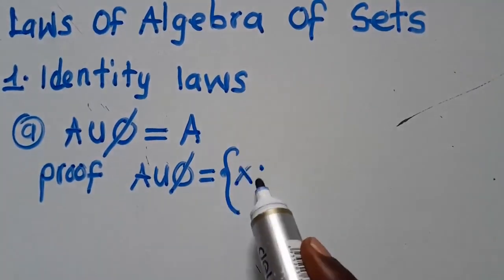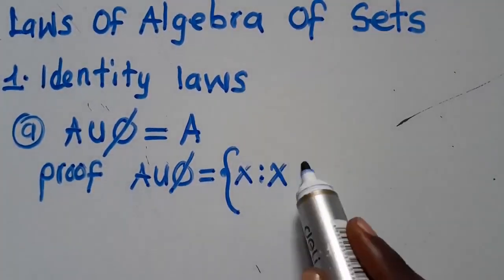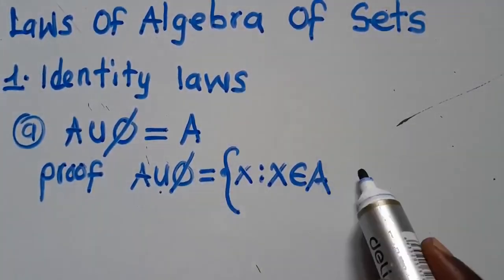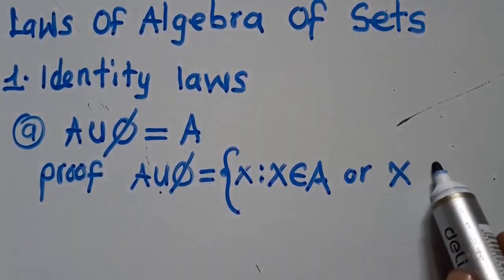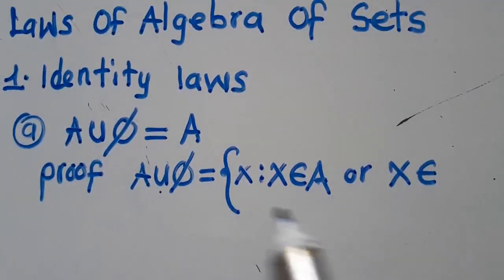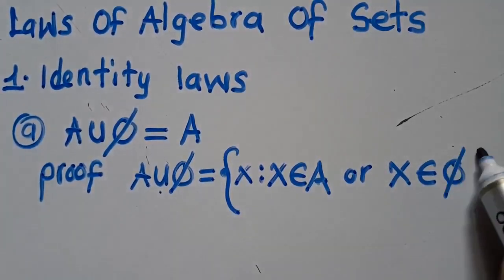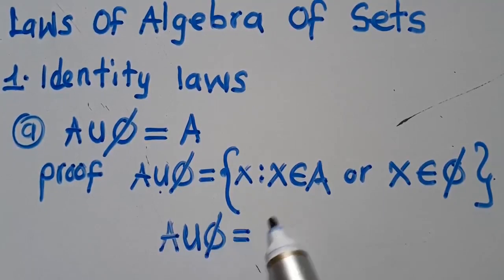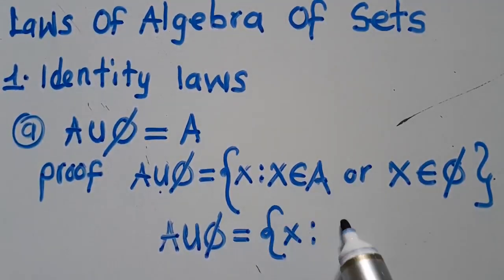This means that X such that X is a member of A, which is here. There is union. Union means or. X is a member of what? Empty set. You do this, then you cross. This is what you are going to be doing. From here now, you know that an empty set is a set which has no element in it.